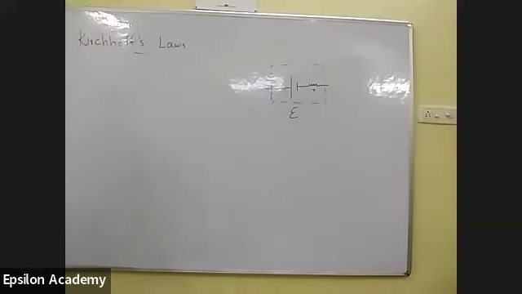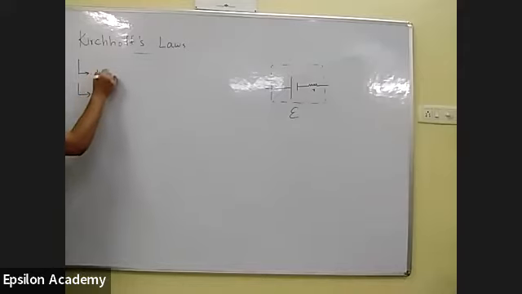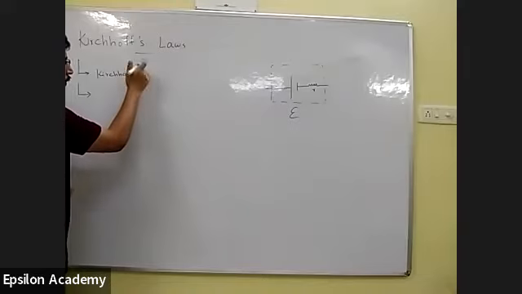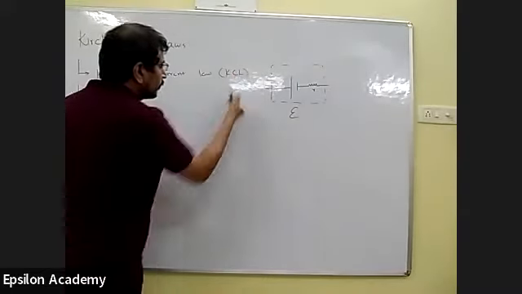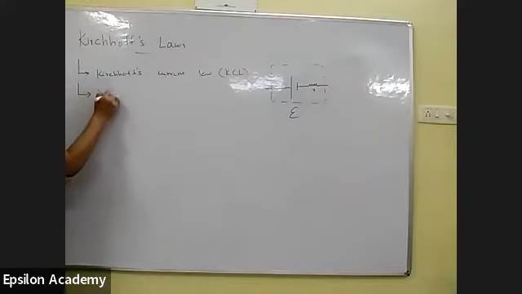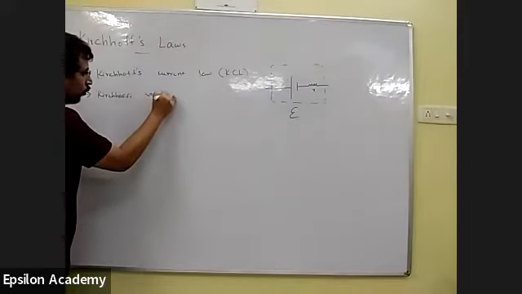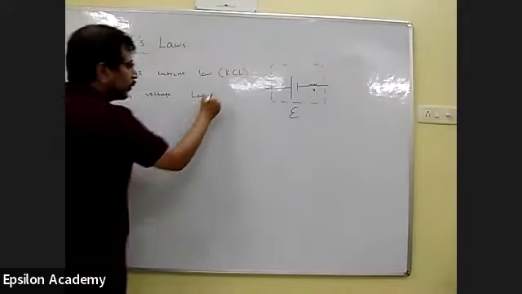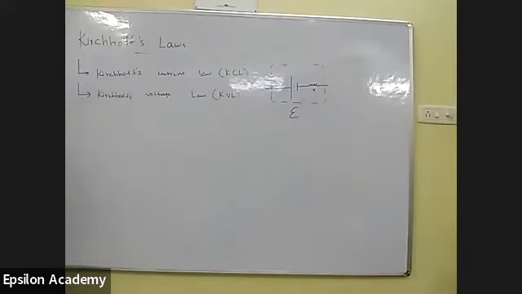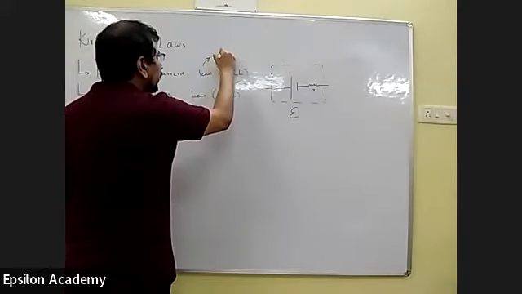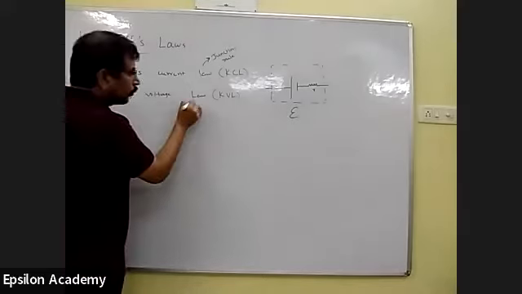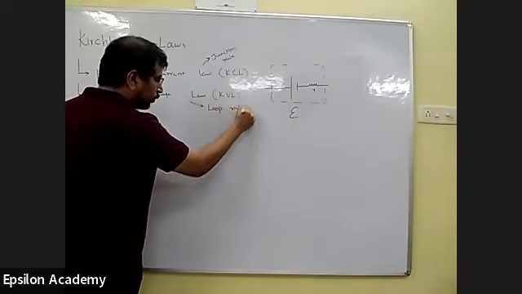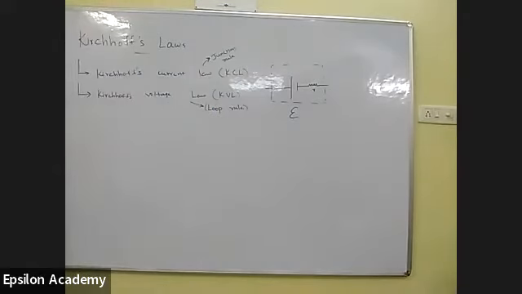Okay. So right now the next heading is Kirchhoff's laws. Under this, you have two laws. One we call Kirchhoff's current law, which I call KCL. And the next one is called Kirchhoff's voltage law, which we can call KVL. Kirchhoff's current law is also sometimes referred to as the junction rule, and Kirchhoff's voltage law is sometimes referred to as the loop rule. You can make a note of this now.